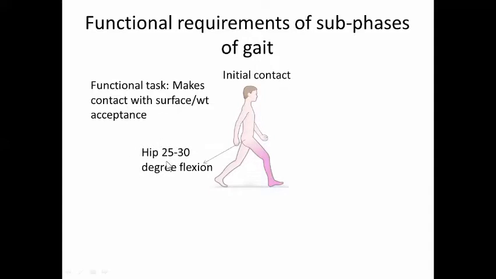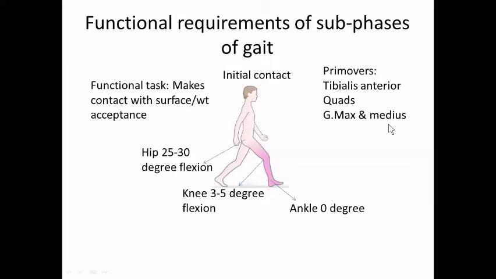The hip will be in 25 to 30 degree flexion in this phase, along with 3 to 5 degree flexion at the knee, whereas the ankle will be at 0 degrees. The prime movers responsible for this range of motion are tibialis anterior, quadriceps, gluteus maximus, and medius. Gluteus maximus and medius are responsible for hip range of motion, and quadriceps at the knee, whereas the tibialis anterior will maintain the ankle at 0 degrees.